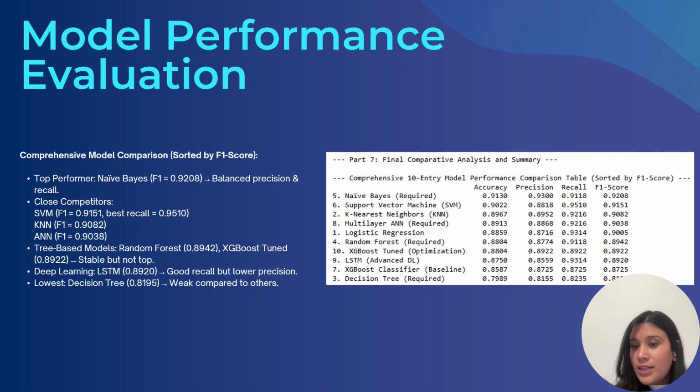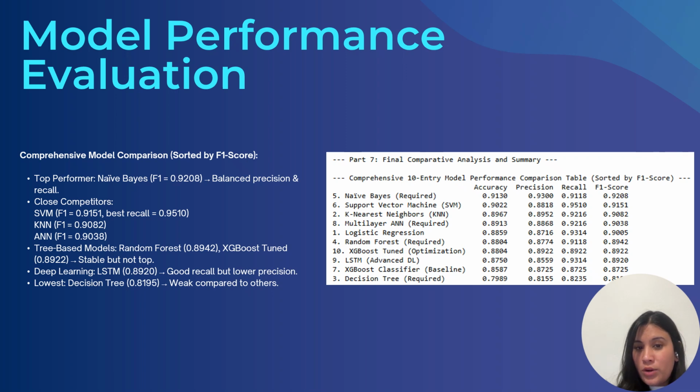Now let's take one of the models as an example, the advanced deep learning model, LSTM. We can see it achieved a fantastic recall of 0.931, meaning it was excellent at identifying the true disease cases. However, it overall shows an F1 score of 0.892, which tells us that it produced slightly more false positives than the other top contender. This shows the critical trade-off inherent in clinical modeling as well.